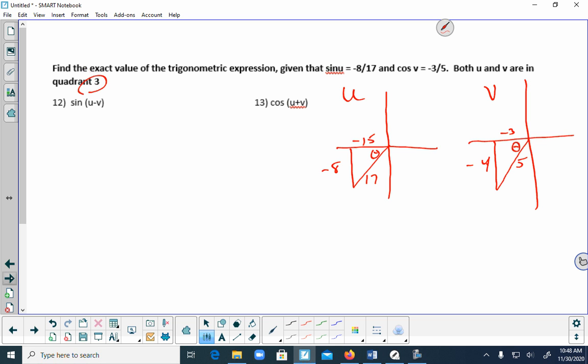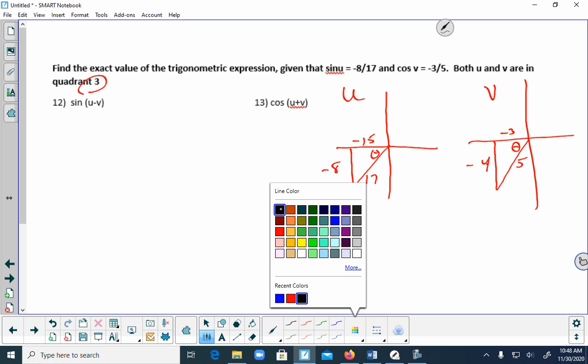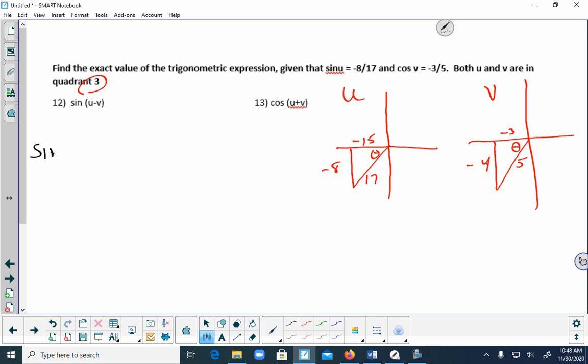So now when I do the sine of u minus v, I like to take the time to actually write what I'm doing. So this will be the sine of u, cosine of v, minus cosine of u, sine of v. So that's just using the difference formula for sine, and now I'm going to find the bits and pieces and parts that I need to use.